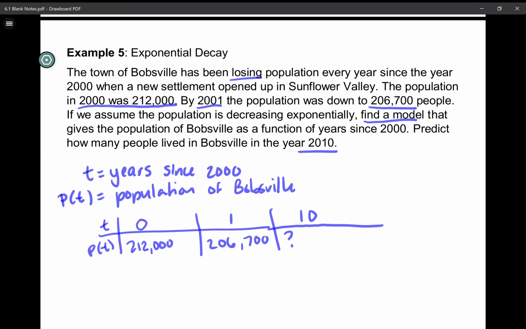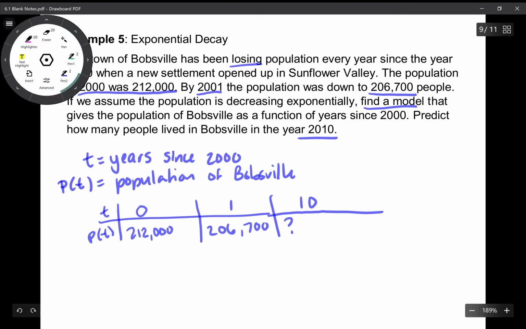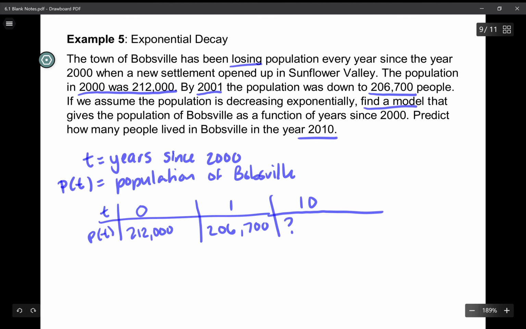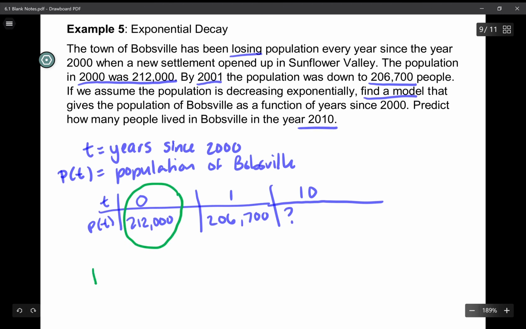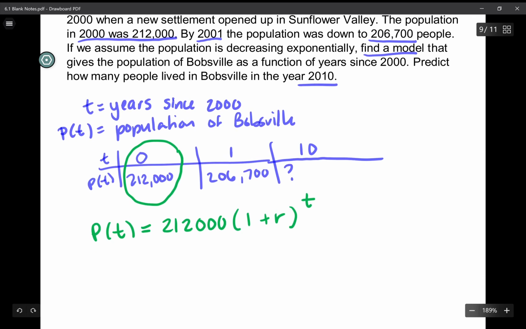All right, well, what can I do to figure out this function? Well, right off the bat, let me switch to a different color since I put my information in blue. Right off the bat, I know what the value of my y-intercept is. My a value is right here. So I have that P of T equals 212,000 times 1 plus r to the t. So now I just need to figure out what my R value is. Sometimes it's just as easy to do the B value, but we can figure this out.